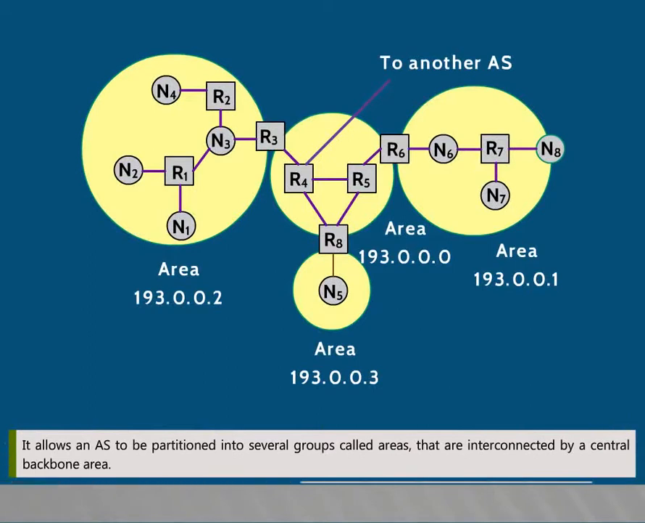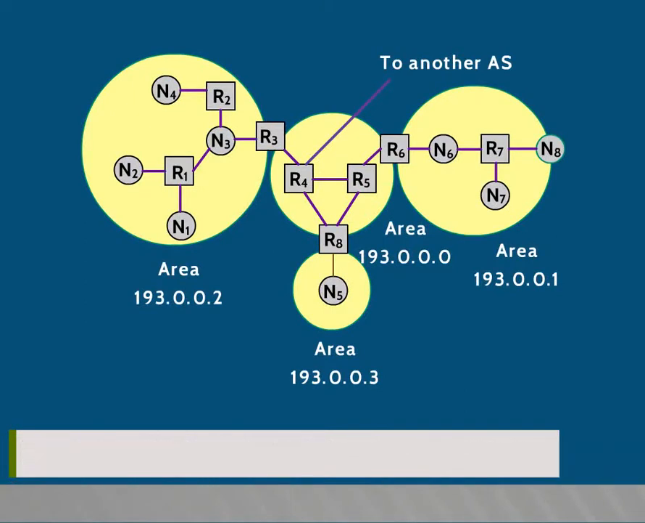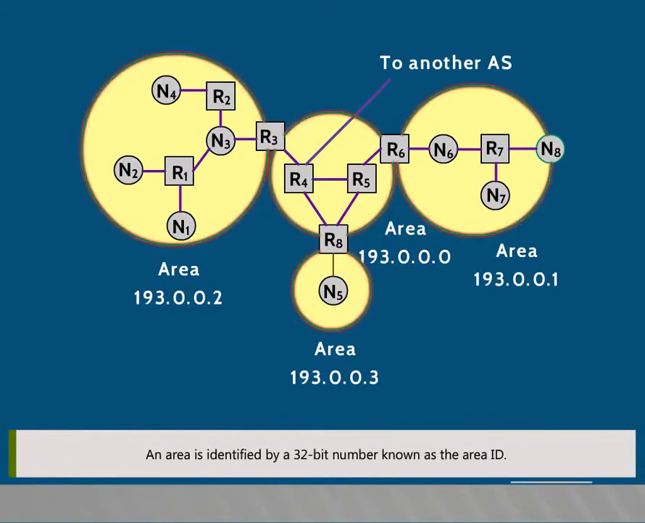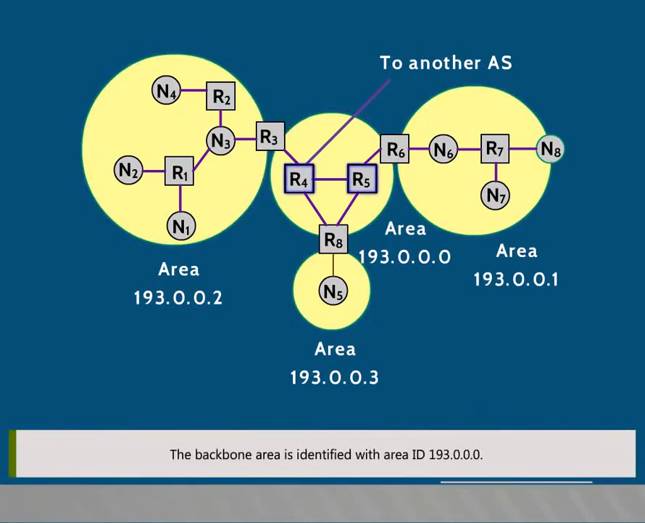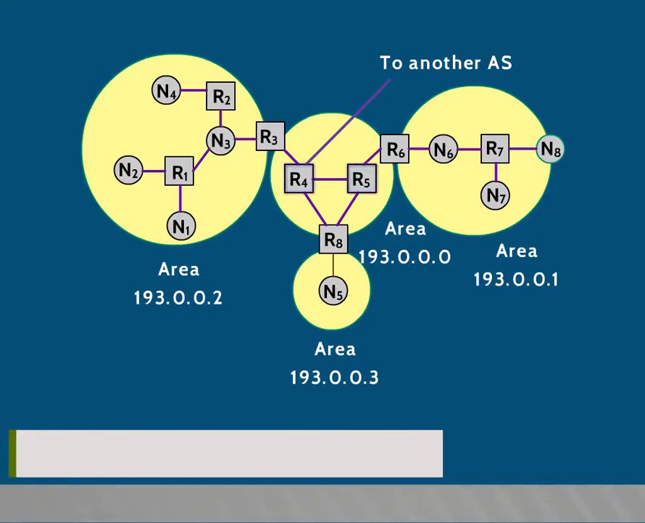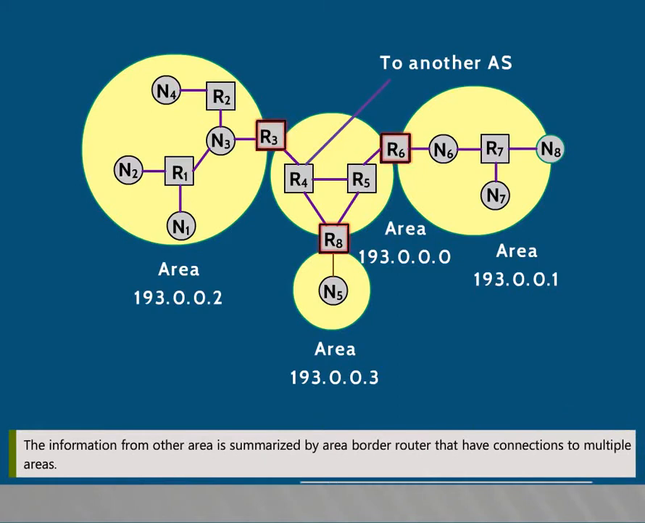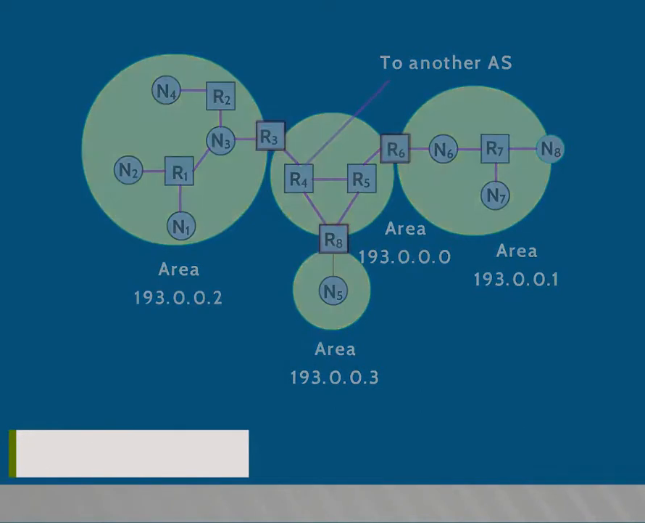It allows an AS to be partitioned into several groups called areas that are interconnected by a central backbone area. An area is identified by a 32-bit number known as the area ID. The backbone area is identified with area ID 193.0.0.0. The information from other areas is summarized by area border routers that have connections to multiple areas.